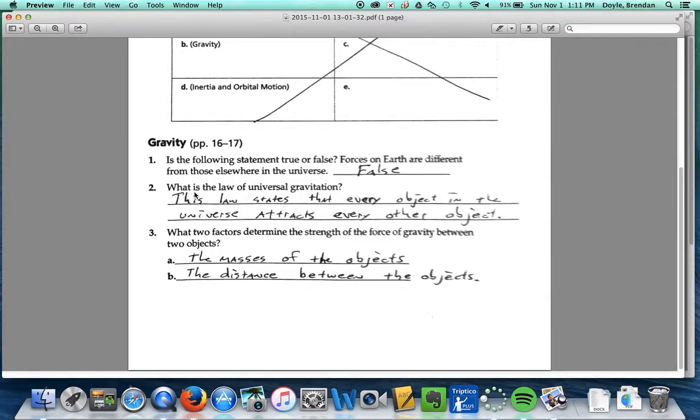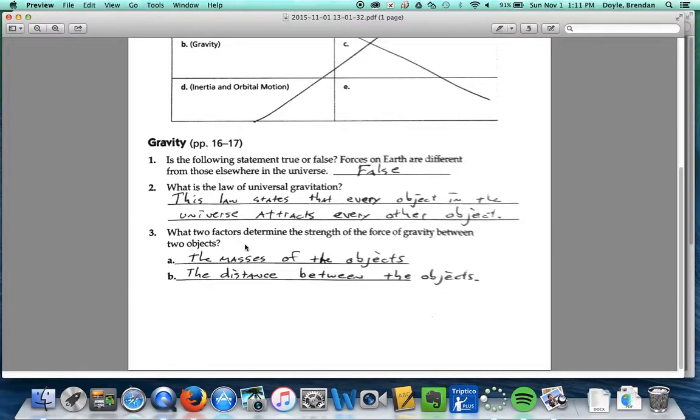2, what is the law of universal gravitation? This law states that every object in the universe attracts every other object. It's kind of a strange idea when you say it that way, but gravity is an interesting thing. And a law in science is something that always happens. It's always been proven to happen. It's never been shown to not happen.